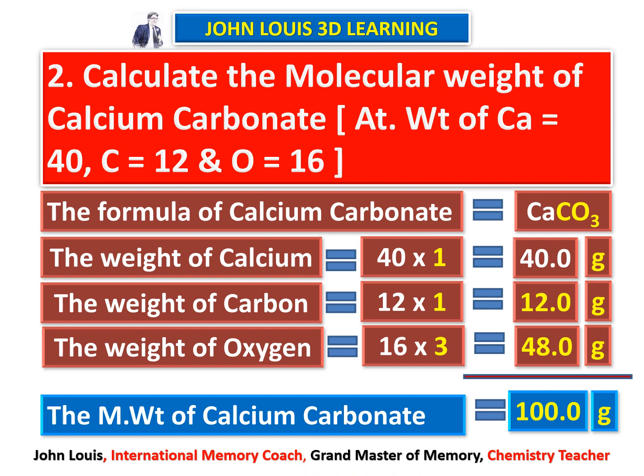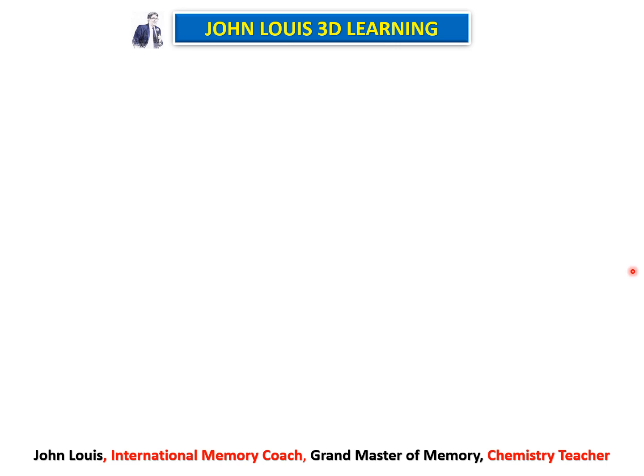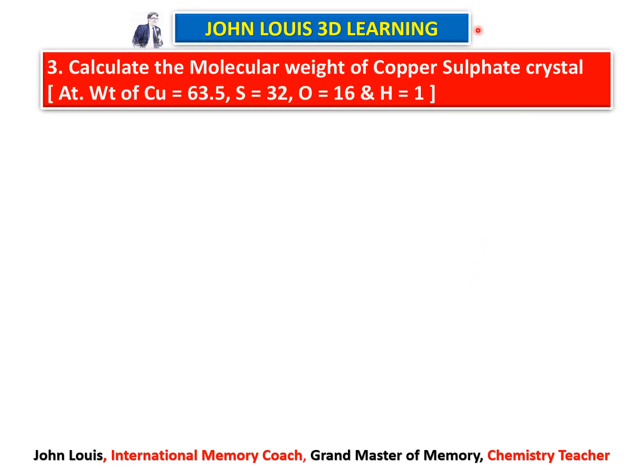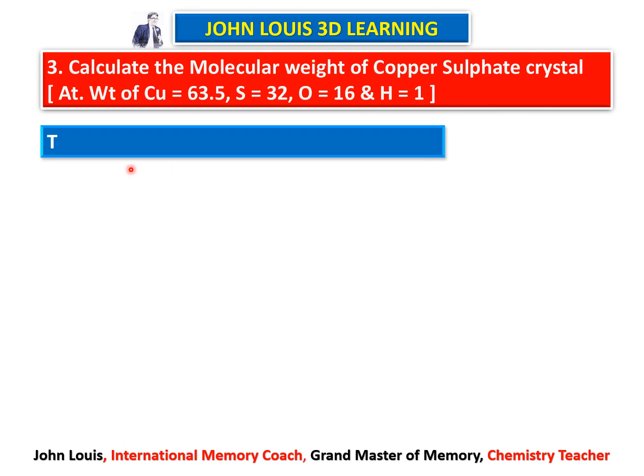Let us move on to the third example. Calculate the molecular weight of copper sulfate crystal. Atomic weight of copper is 63.5, sulfur is 32, oxygen is 16, hydrogen is 1. So there are 4 elements here. So first of all, what should we know? What is the formula of copper sulfate crystal?